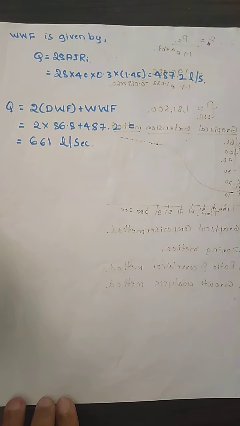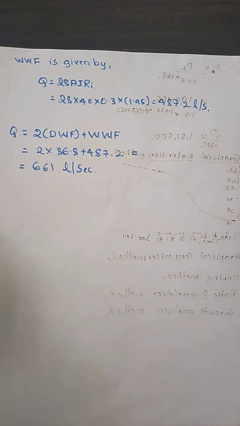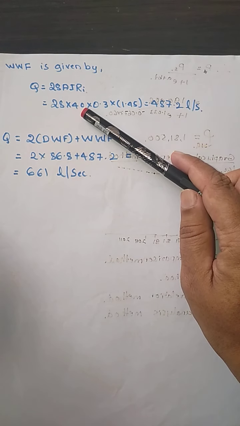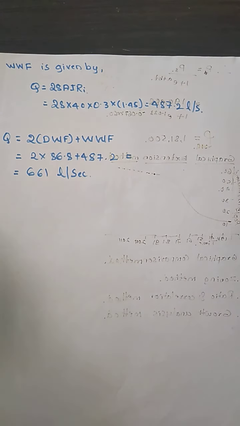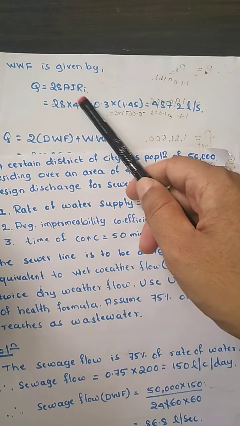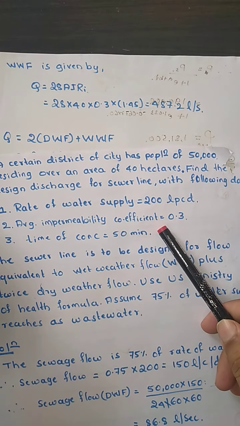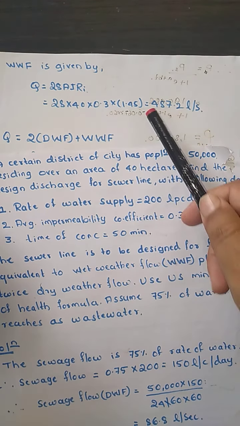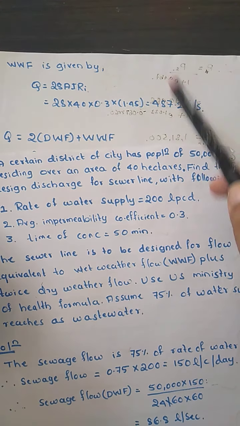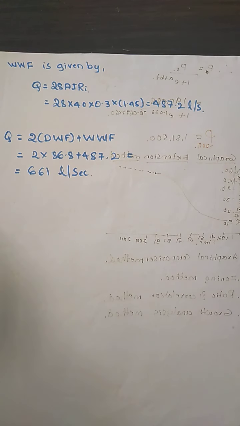Next we need to find out the storm water flow. Q is equal to 28 A I Ri. Now the area they have given in the problem is around 40 hectares, so A will be 40. I is the impermeability coefficient, 0.3, and Ri is 1.45. If we multiply all this, we are going to get the storm water flow as 487.2 liters per second.